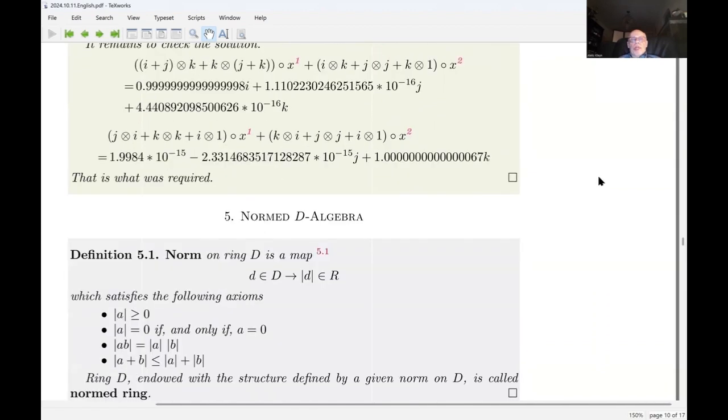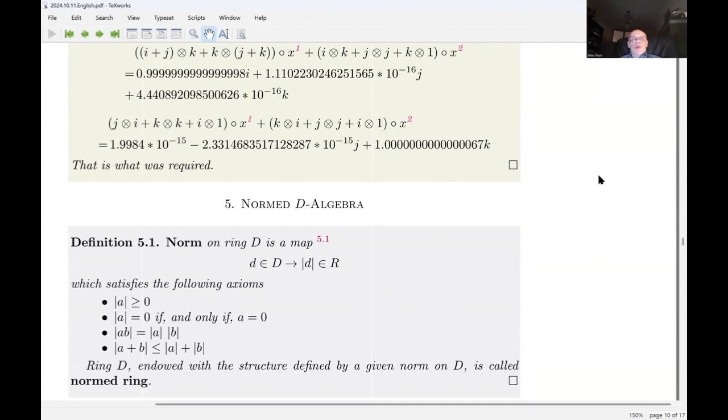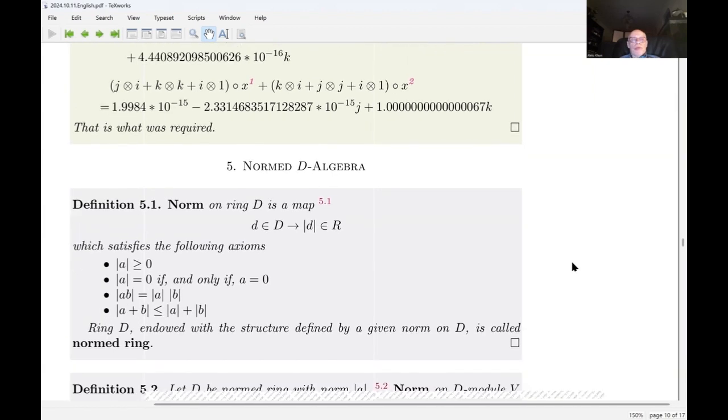Before moving ahead, I consider the definition of a norm on an algebra. A norm on ring D is a map from the ring D to real numbers which satisfies the following axioms. The norm is not negative. The norm of A equals 0 if and only if A equals 0. The norm of a product equals the product of norms, and the norm of a sum is not greater than the sum of norms. Ring D with the structure defined by the given norm is called a normed ring.